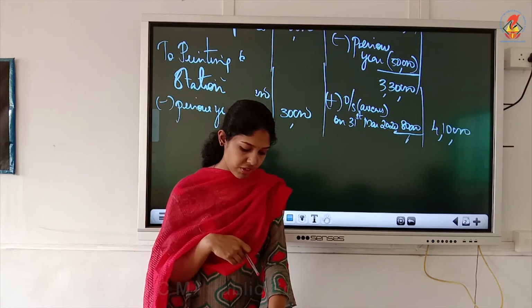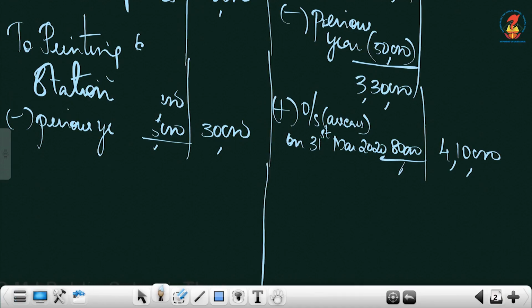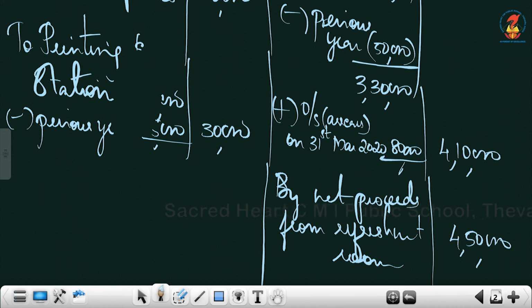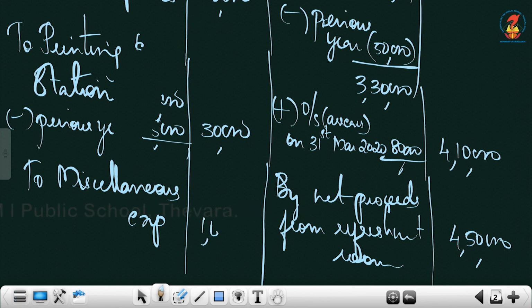Then net proceeds from refreshment room, because yours is a club, that's why we are getting all these kinds of income. That's recurring in nature, so you can write it here, net proceeds from refreshment room. The amount is 4,50,000. Then you have miscellaneous expenses, which should come on the debit side. Amount is 1,60,000.